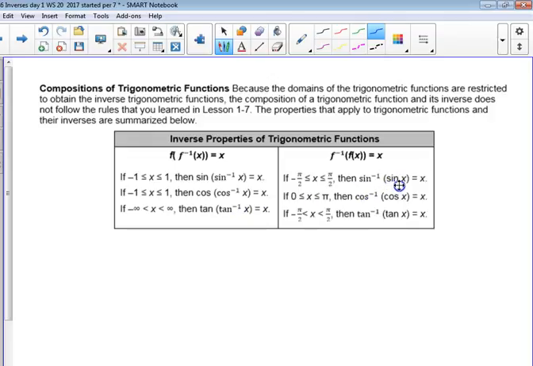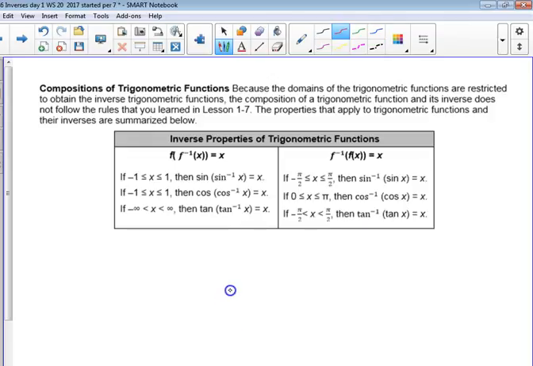If you're asked to find the sine of something and then the inverse sine, it only works if the value you were asked to find is between -pi/2 and pi/2, then they cancel each other out. Cosine and inverse cosine cancel each other out as long as that value you were asked about was between 0 and pi. I don't have this memorized. I don't want to think about this. I don't do it this way, okay?